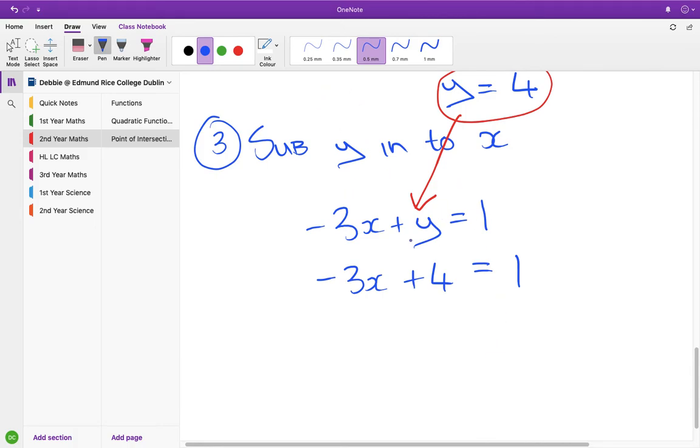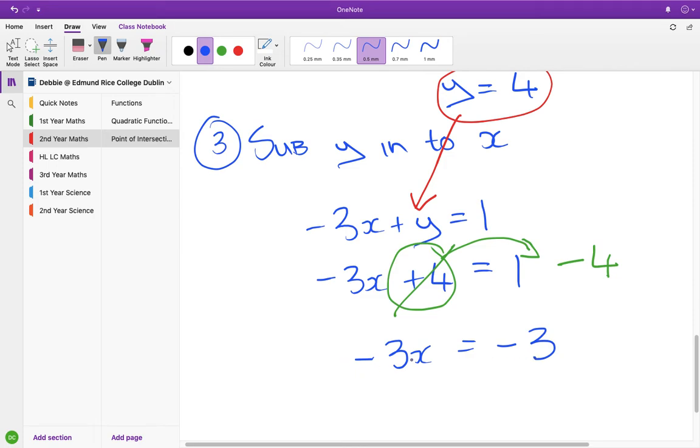Now I treat it like a regular equation where I get the letters on the left and the numbers on the right. So I'm going to take this 4 and I'm going to move it over here, and it will become a minus 4, and then it will be gone from here. So I have minus 3x equals 1 minus 4, which is minus 3. Now I want to split up the minus 3 from the x. So to split up, you have to divide. So I divide by minus 3. Minus cancels minus, 3 cancels 3. But if I divide on the left, I have to divide on the right, so I divide by minus 3.